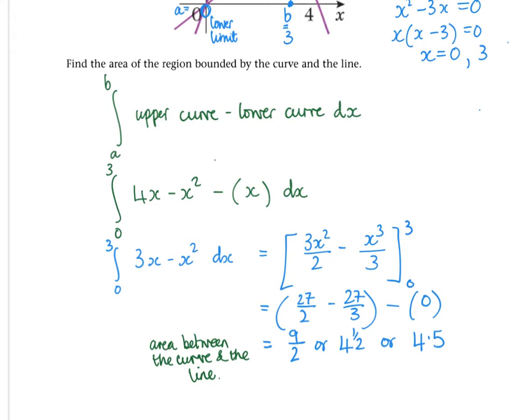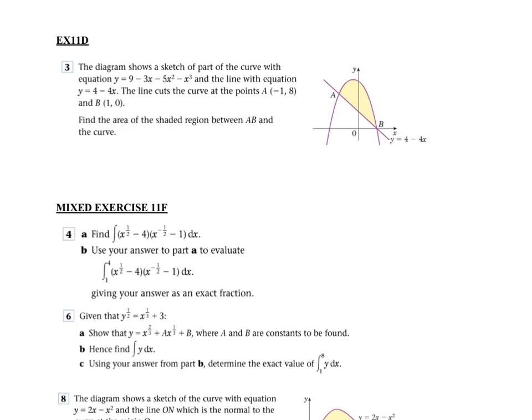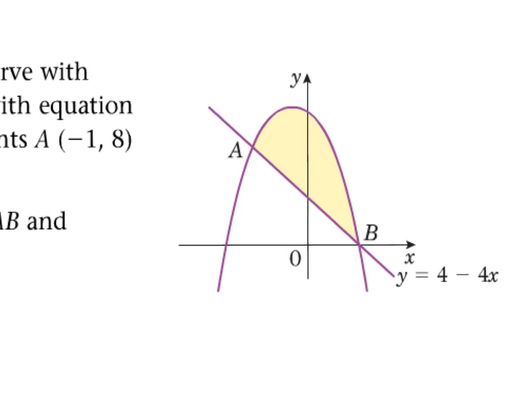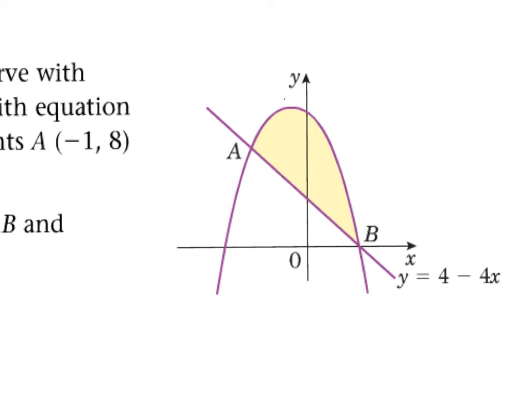What I'd like you to do is to practice this. If we look at the next exercise we have here, if we look at the diagram that we've got, we can see once again we've got an upper curve here, and this is a lower curve. So you're going to have to find this lower limit, and then this point here is your upper limit, so that's your lower limit, which is A, and that's your upper limit, which is B.